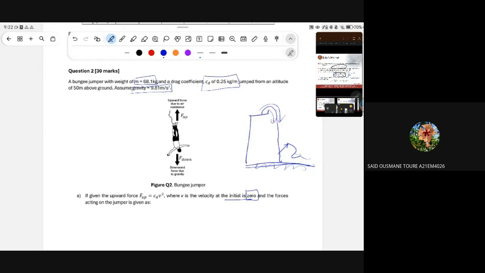Understand? So he jumps from an altitude of 50 meters. So here, velocity equals 0. But if he drops, how will the velocity here be? 0 also? Is it possible? Exactly, it's not possible. It has to have a value. But that value, we don't know it, right? We only know the value here.